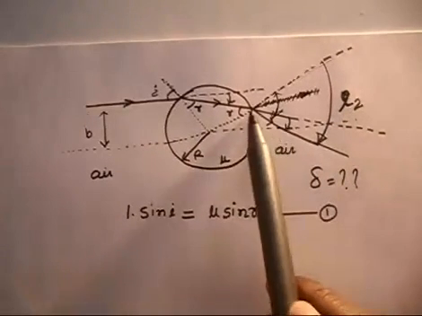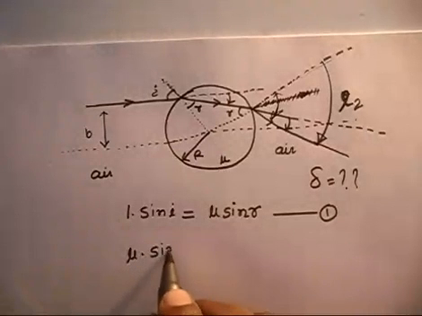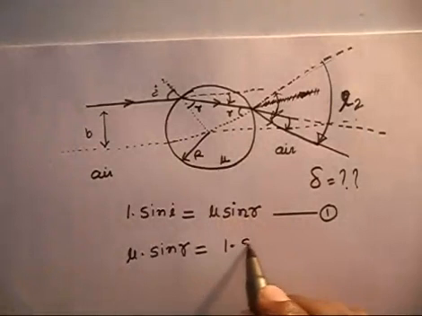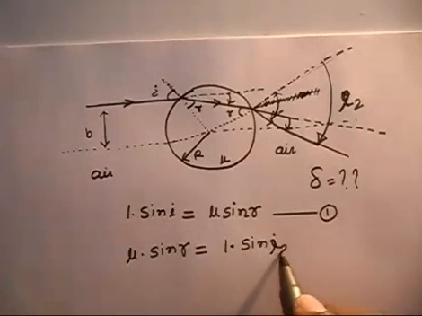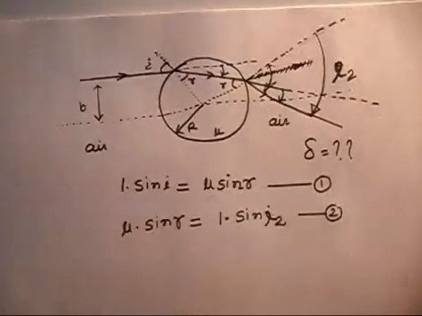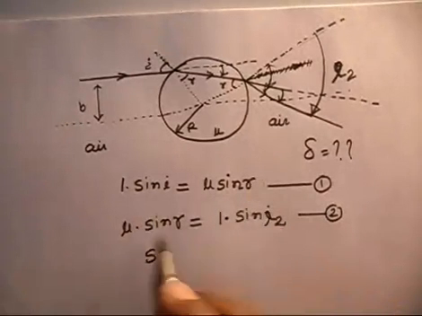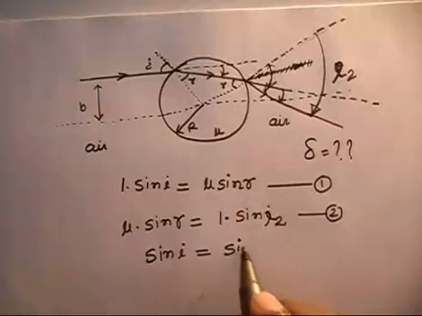If I apply Snell's law here, I will write mu into sine r is equal to 1 into sine I2. This is my second equation. Now if you equate these two equations, these terms cancel out, so sine I is equal to sine I2.